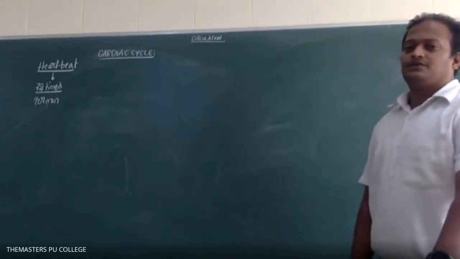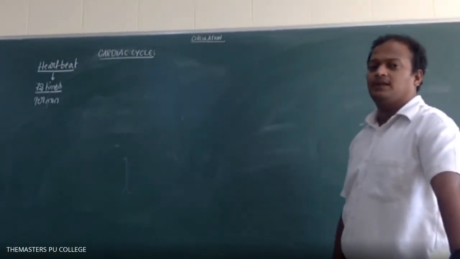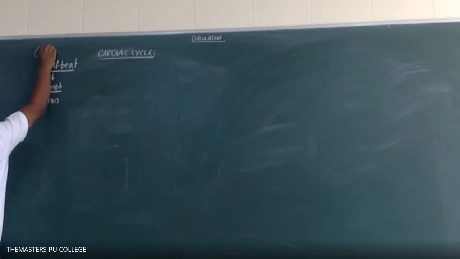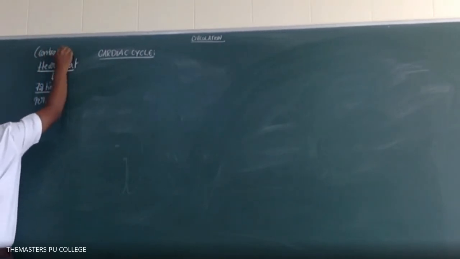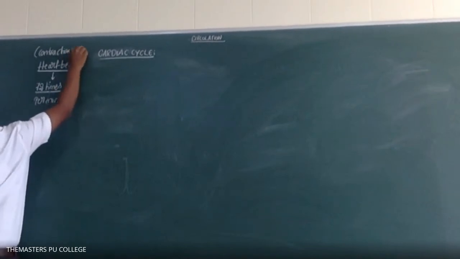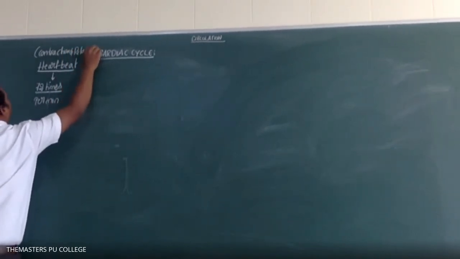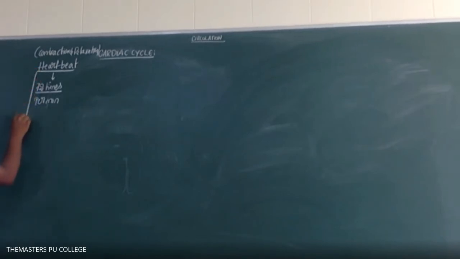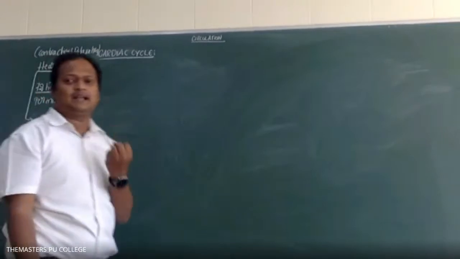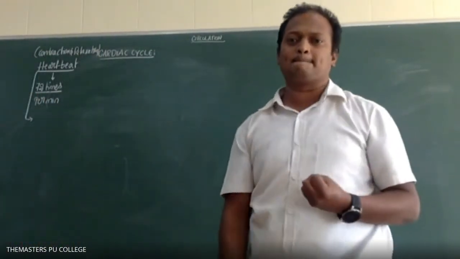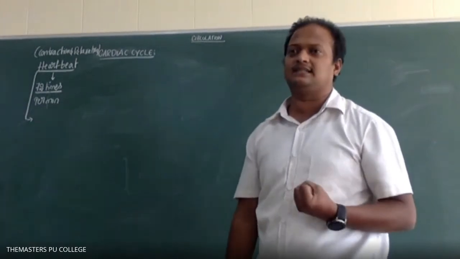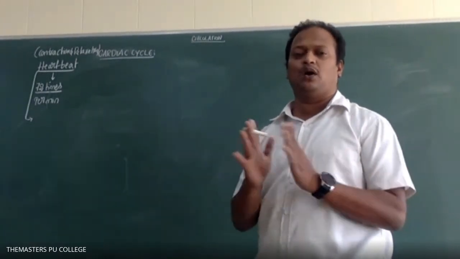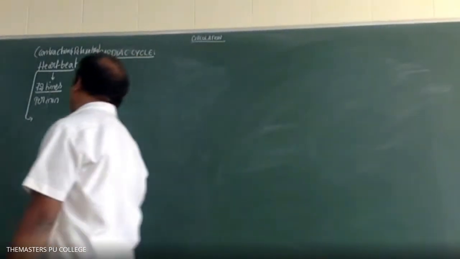Right. So, during a heartbeat, what takes place? A heartbeat includes what, students? Contraction and relaxation. So a heartbeat includes contraction and relaxation. During a heartbeat, what type of changes are exhibited? The heart receives the blood from all the body parts and lungs, and the heart distributes the blood to all the body parts and lungs also. That one we need to mention here.